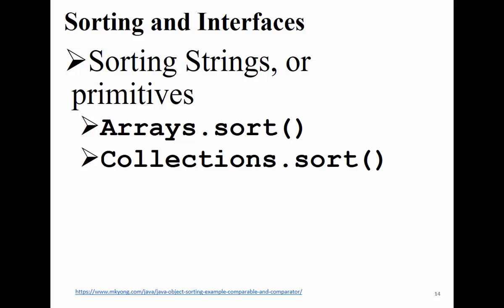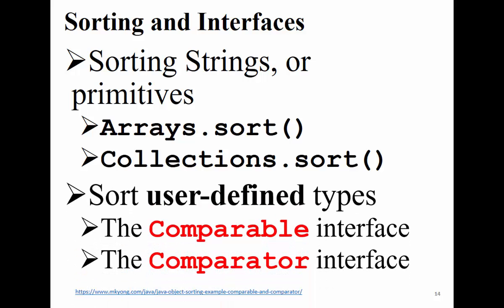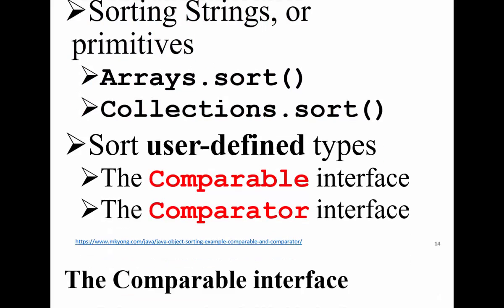We'll discuss them now. For user-defined types, there is the Comparable interface and the Comparator interface. If you decide to use Arrays.sort or Collections.sort, you have to provide an implementation for one of these. Okay? The Comparable interface you are familiar with. You have to implement compareTo. Comparator is another way to define how the object is sorted. We're going to explain this.